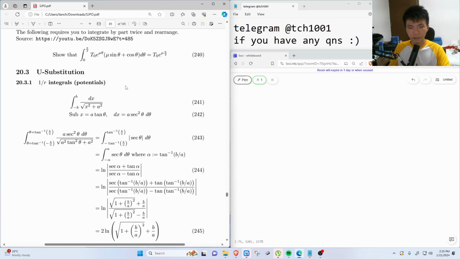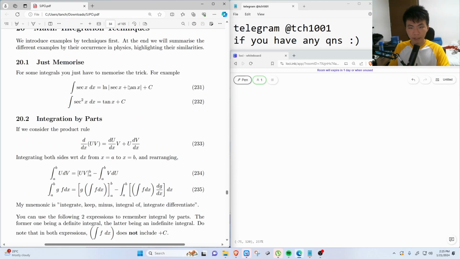Then the following videos will be covering things like 1D integrals, 2D integrals, 3D integrals, as well as surface and volume integrals before applying them to physical applications. So without further ado, let's begin with the first technique: just memorize. For some integrals, there's not much trick to it. You just have to memorize how to do it.